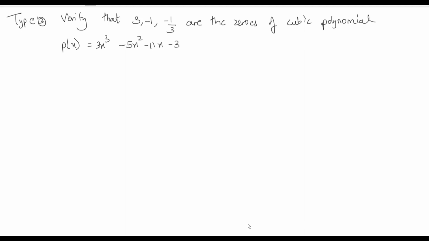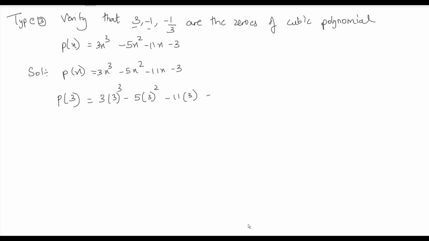So how can you do that? We have already learned this in our class 9 solution. Because our three zeros are 3, minus 1 and minus 1 by 3, let us do here P of x is given as 3x cube minus 5x square minus 11x minus 3. Because our first zero is 3, you have to find P of 3, that is 3 times 3 cube minus 5 times 3 square minus 11 times 3 minus 3.